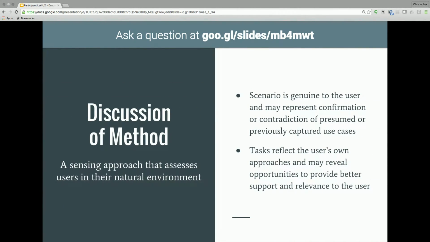So the discussion of this method is that it's more of a sensing approach. The scenario is then genuine to the user and may represent confirmation or contradiction of that previous presumed need set, that task set, what users actually care about. Tasks then reflect user approaches as opposed to assumed approaches.